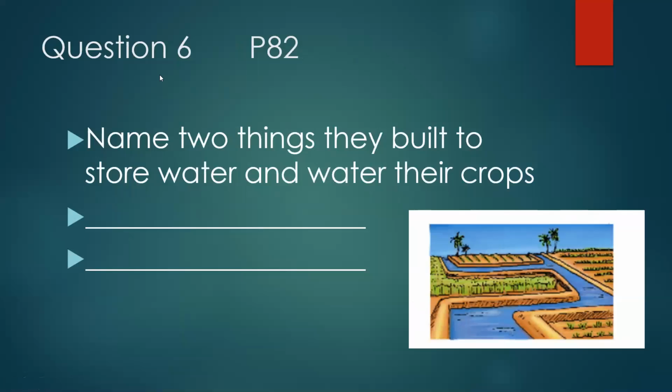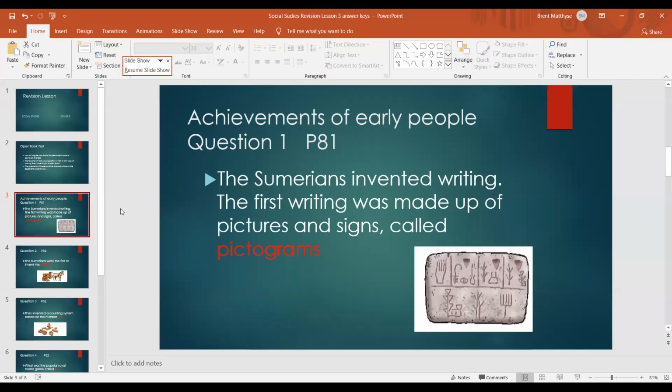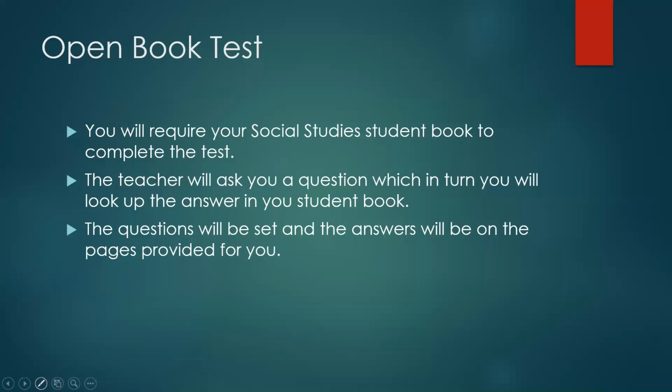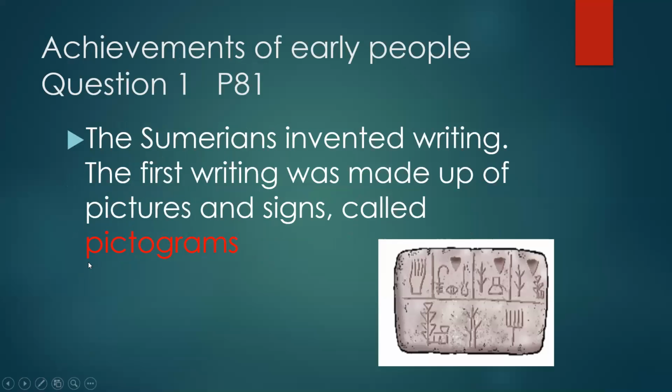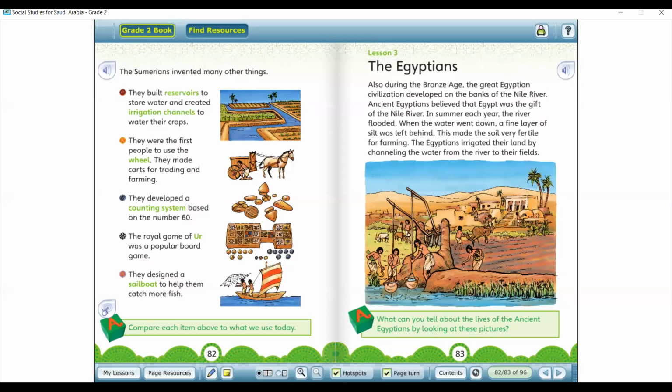That is then question number 1 to question number 6 for this revision lesson, and then going straight into our answer keys, so that we can have the answers to these questions, as this is only a recording. Question 1. The Sumerians invented writing. The first writing was made up of pictures and signs called pictograms, is that answer. You'll find it on page 81. Just as proof, where did we find this answer? That is on page 81.